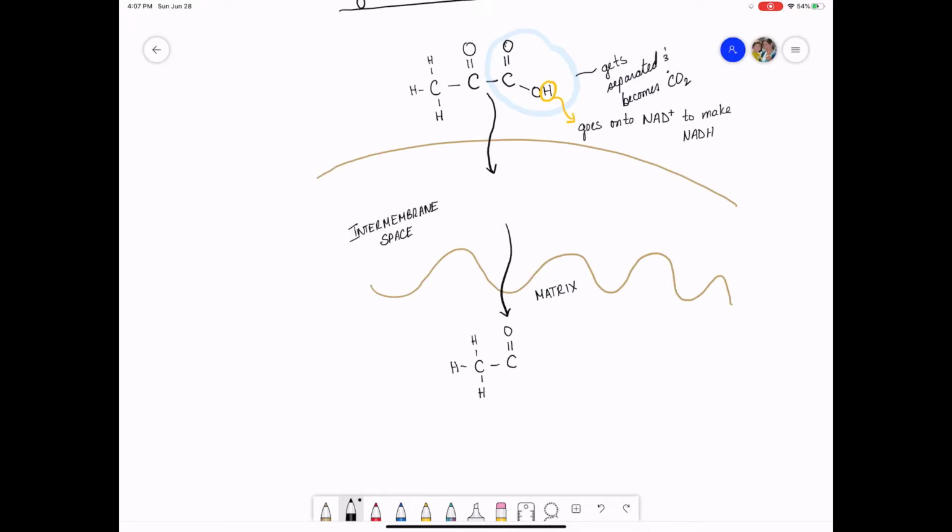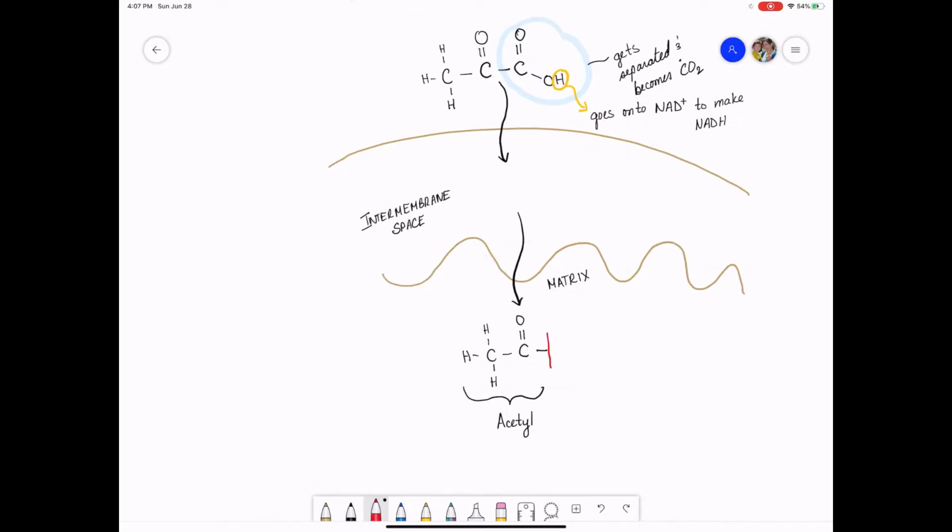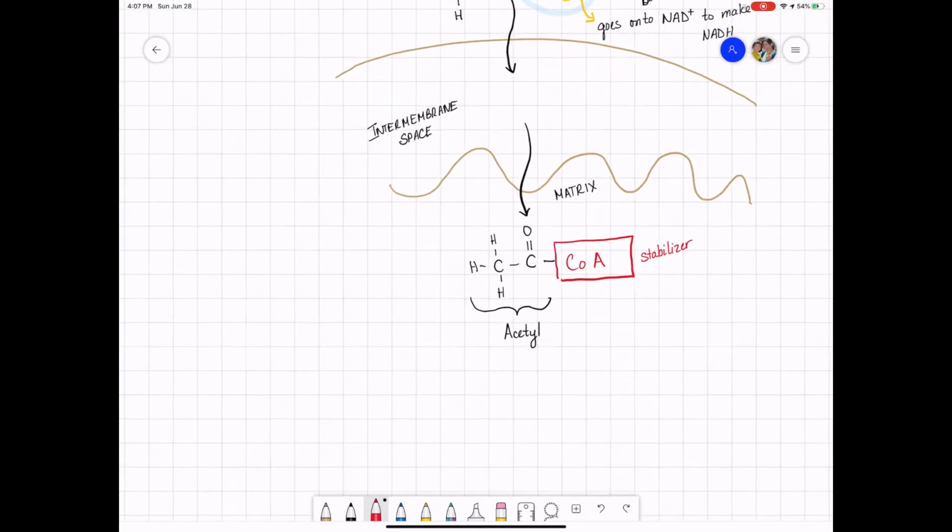So what's left is what is called an acetyl group. And the acetyl group gets attached to a stabilizer known as coenzyme A. And once we have acetyl-CoA, that's the acetyl group with the stabilizer, then it's ready to be sent into the citric acid cycle.